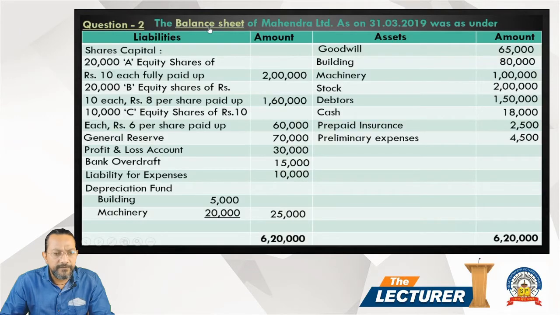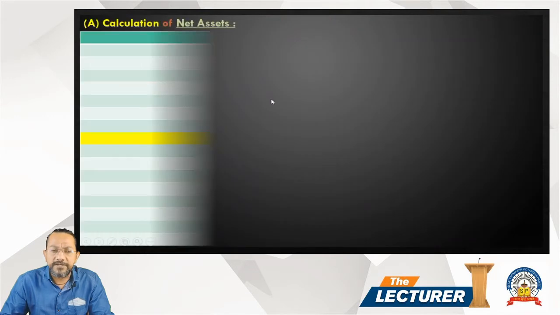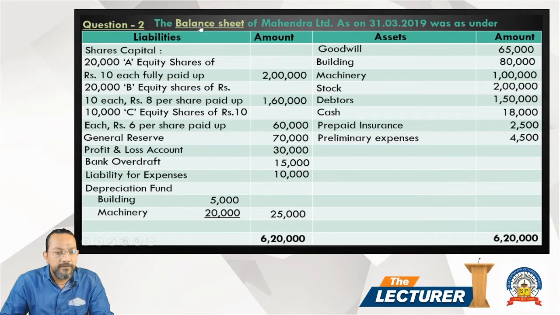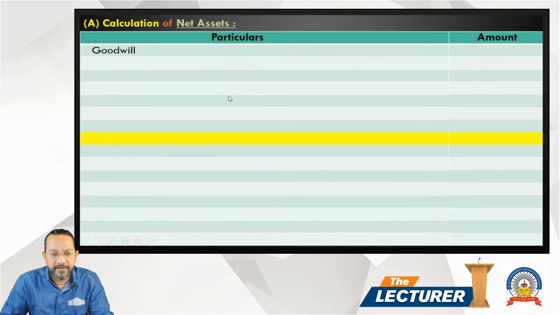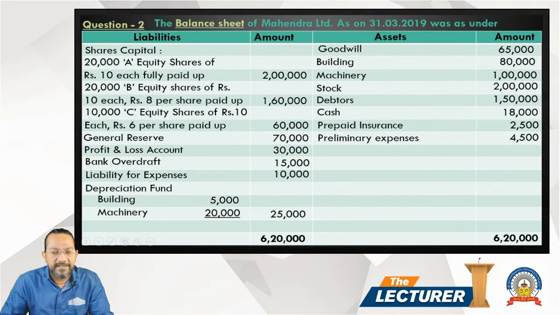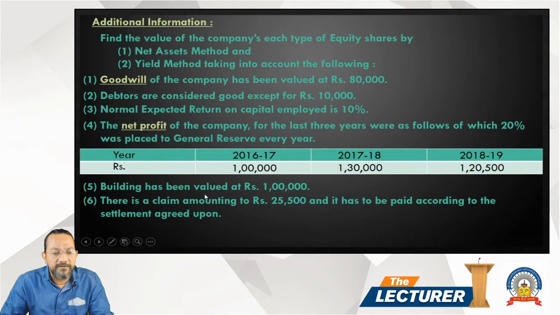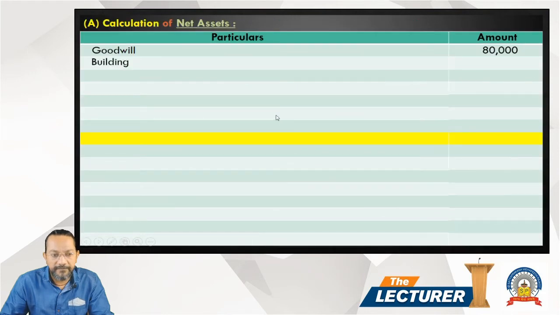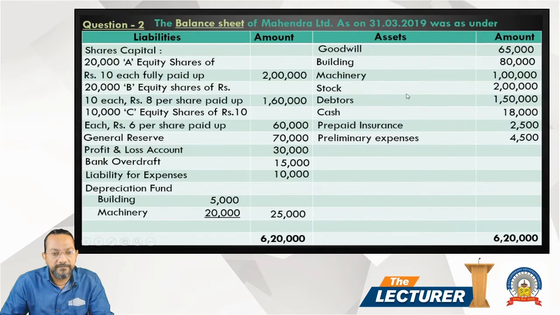So first we calculate net asset. For the net asset, the format is particular in amount. First, goodwill. The goodwill given in the balance sheet will be ignored, and in the adjustment 80,000 is given, so we consider 80,000 as goodwill. The next one is building. Building 80,000 and depreciation 5, so net value is 75, but they provide the revised value of 1 lakh. So we consider 1 lakh only. So building is 1 lakh.